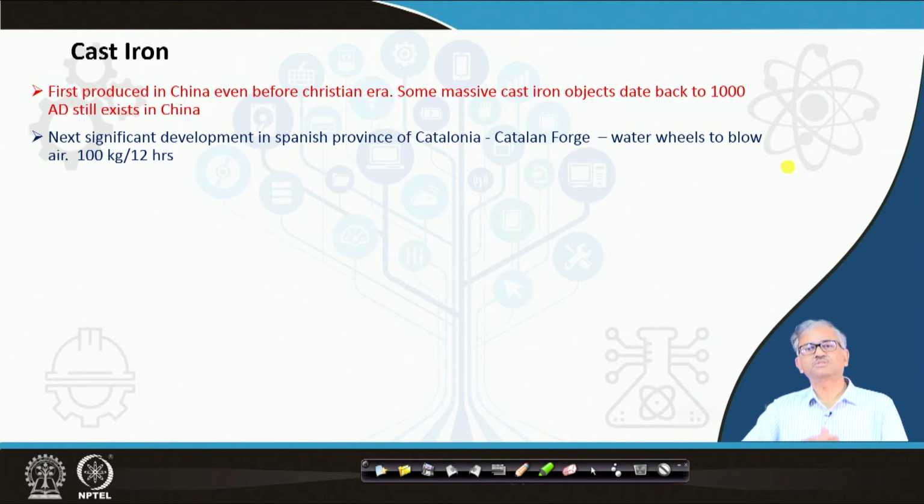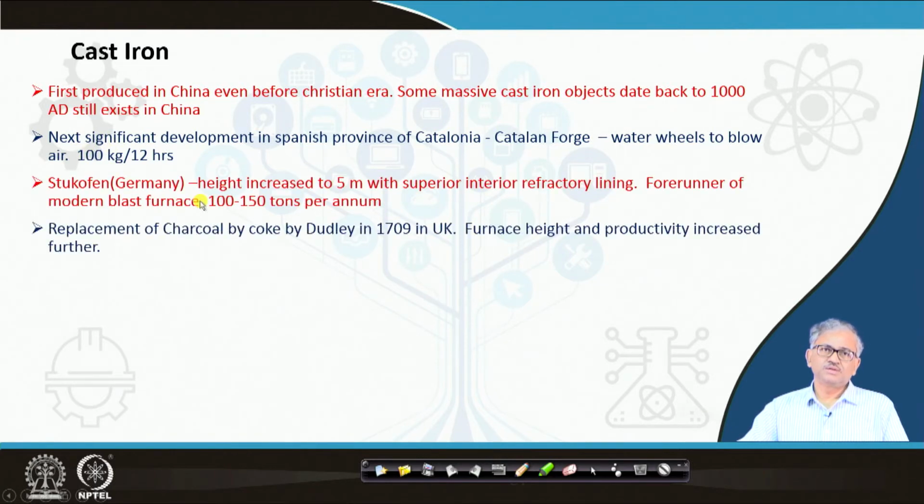So, the partial pressure of oxygen will also be high, that is, the blast rate is increasing. So, you can attain a little higher temperature also, because the reaction kinetics will be faster, and at that temperature it was possible to melt the iron, carbonized iron I will say. It is not pure iron, but carbonized iron, which melts around 1200 degrees centigrade. So, that temperature was possible by the water wheels blowing the air, and they used to produce around 100 kg per 12 hours. So, it is significantly increased.